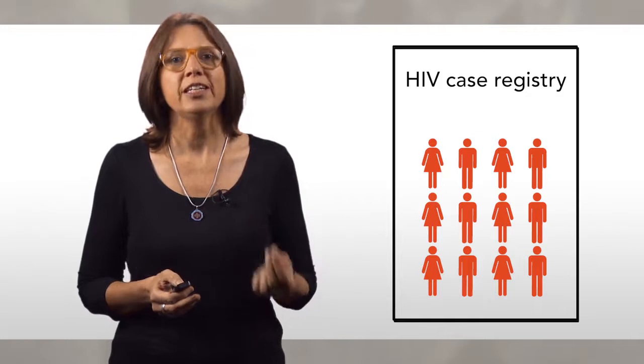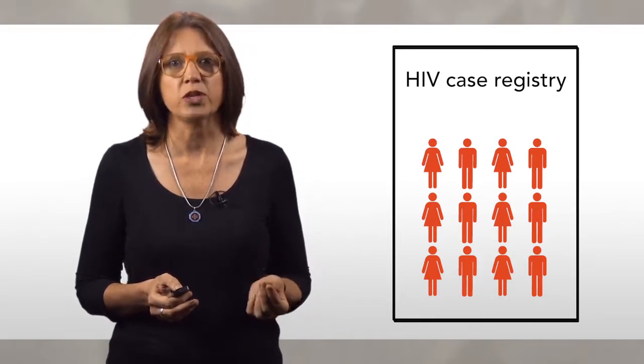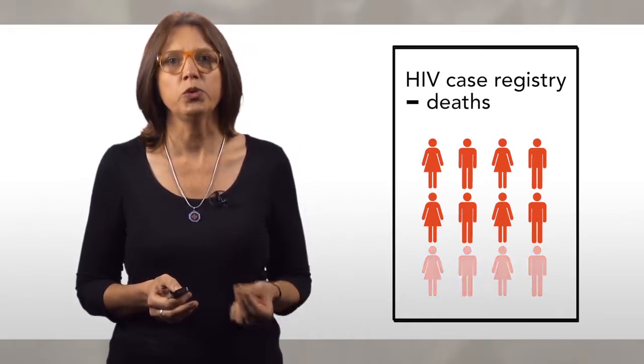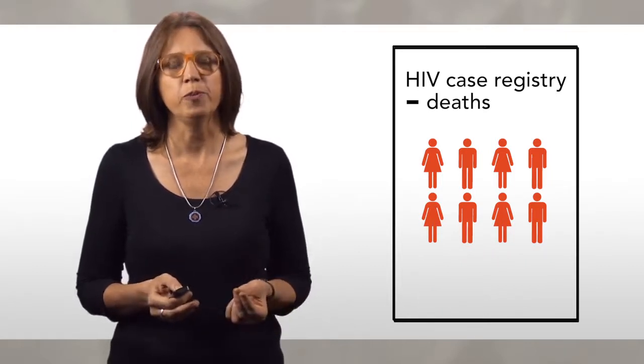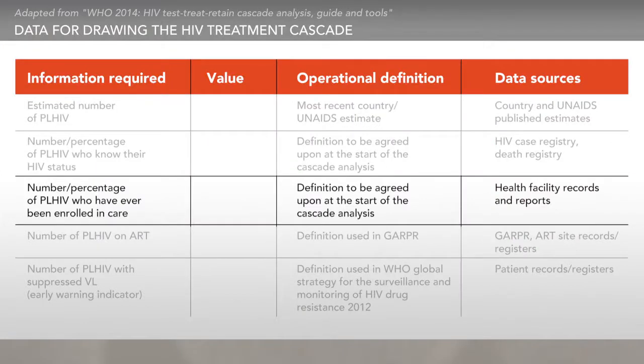This is usually derived from the total number of people in a national HIV case registry minus the number of people who are known to have died, if these data are available. The denominator is the total number of estimated people living with HIV. For the enrolment into care indicator, the definition currently varies from country to country and is often dependent on the available data.